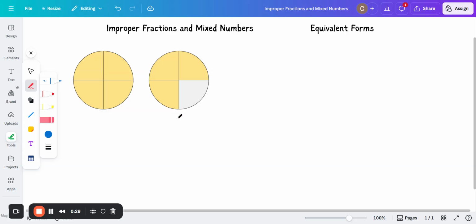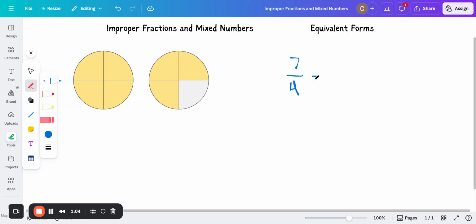Okay, so if you think of this in terms of pizzas, we have one whole pizza. And then on the second circle, we have three of them shaded in. And so we have 3/4 of that pizza. And so if I wanted to write these in terms of improper fractions and mixed numbers, I could count up how many total fourths I have. And so I have 1, 2, 3, 4, 5, 6, 7. And so I'm going to write first that I have 7/4.